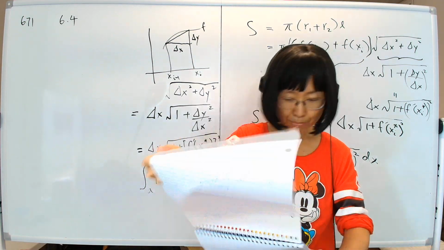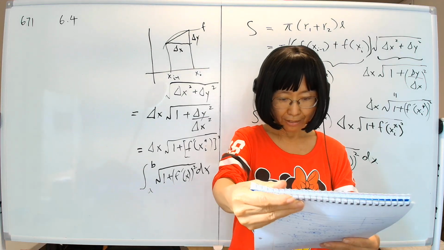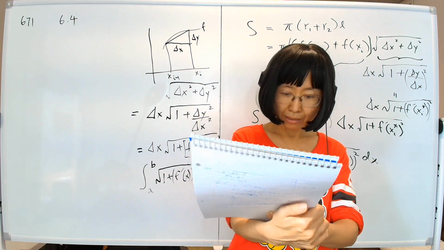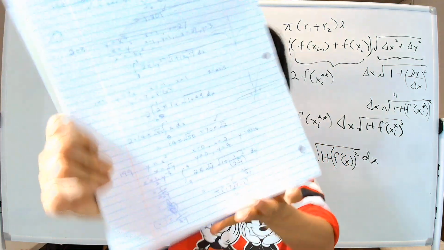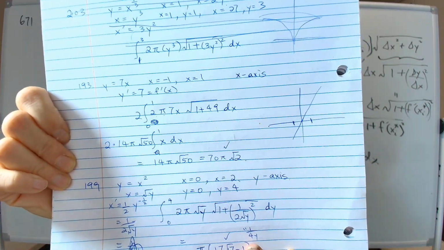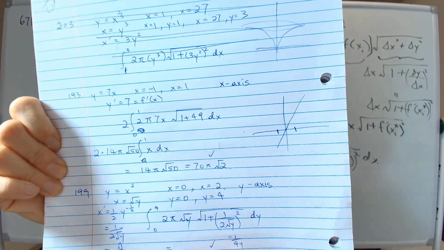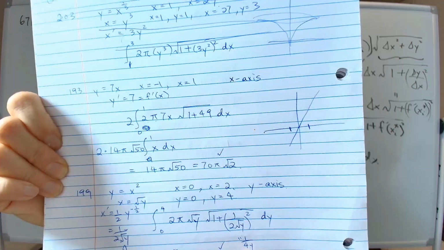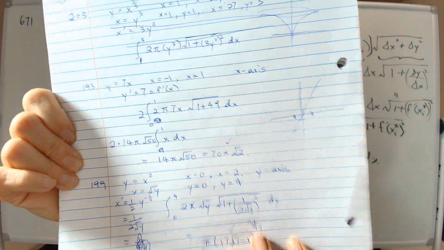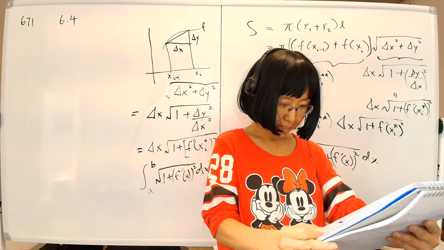Next, let's look at the next problem, 193. So you have to spin around a straight line, which means that if you're going to spin around the straight line, that just creates a regular cone. You don't need integration for that. But I did it anyway, and so I plugged it into the formula, and out comes that answer, which is again correct. So that's 193.